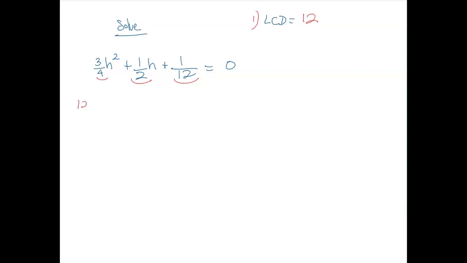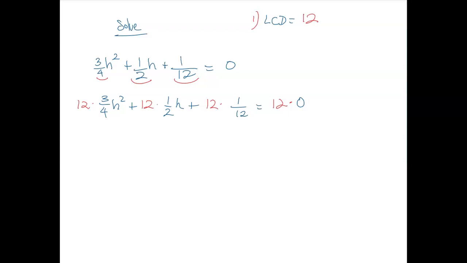I'm going to multiply this by 12, right? That's 3/4 h squared plus, times 12 again, 12 times 1/2h plus, times 12 times 1/12. And then here times 12 again, but we know it's going to be 0 at the end. Okay? All right, so what do I do now?